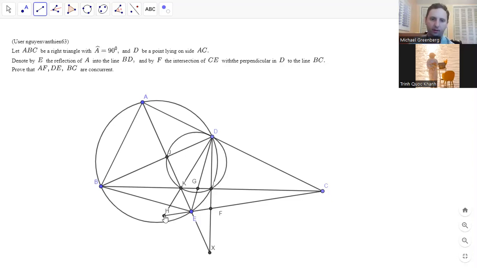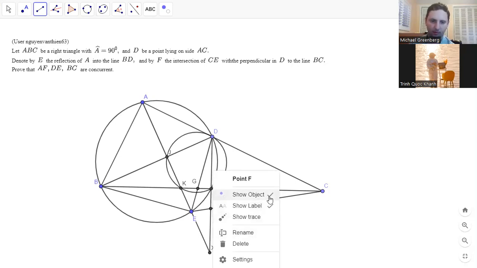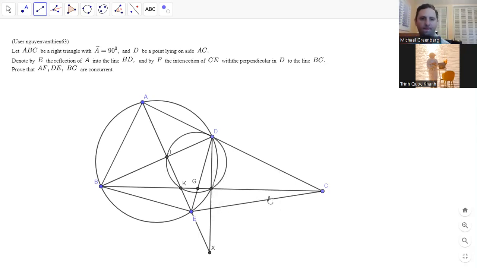Yeah. So yeah, I'll delete point H and F. Whoops, I'll just hide F. Well, F was part of the problem, so I don't know if I want to delete F, but H I can definitely delete. Okay, so we want to show X, K, E, A are harmonic.